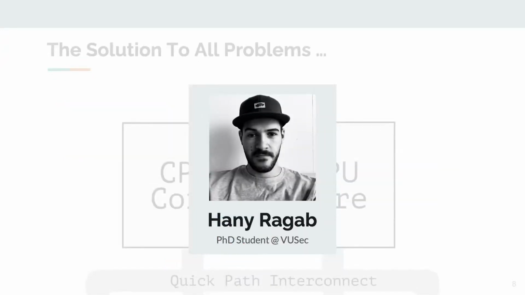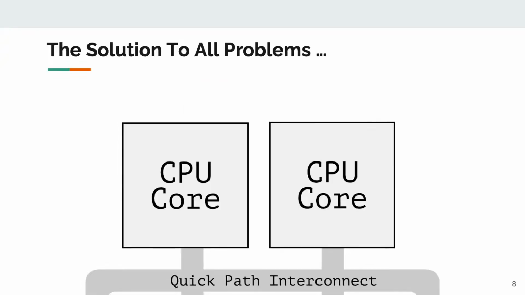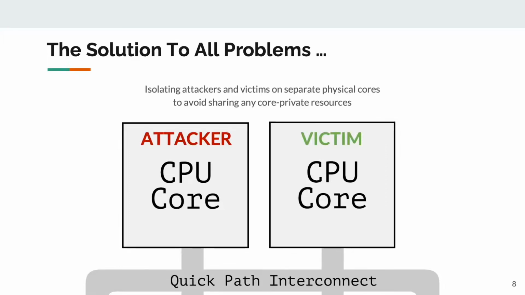Hi everyone, my name is Hani, and I am a PhD student at VUSec. So, since the main requirement of all transient execution attacks is the co-location of attackers and victims on the same core, the solution to all these attacks seemed to be physical isolation, where attackers and victims run on separate physical cores to avoid sharing any core-private resources that might contain observable sensitive information.